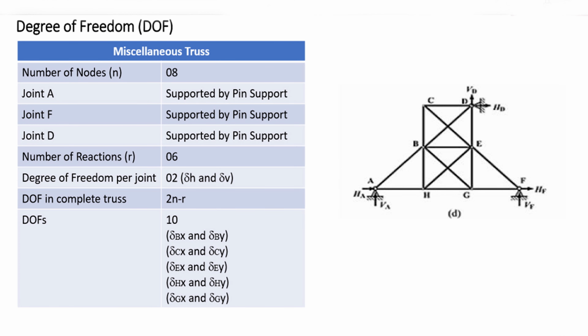In this truss we have 8 nodes and 6 reactions. So the degree of freedom comes out to be 10. Why 6 reactions? Because there are 3 pin supports. A pin support produces 2 reactive forces, so each produces 2, and 3 produce 6 reactive forces. So the number of reactions is 6 in this frame.